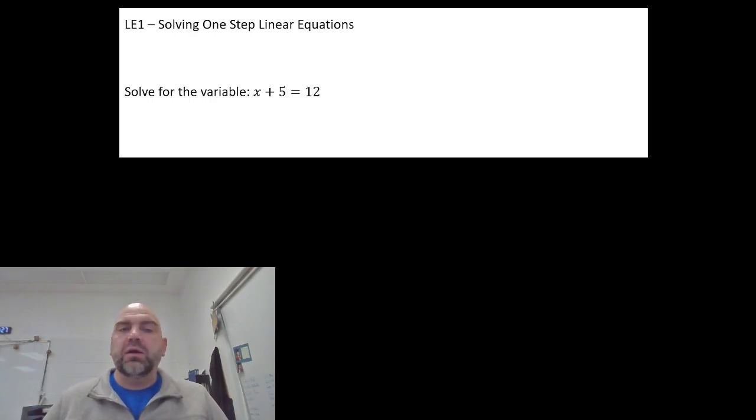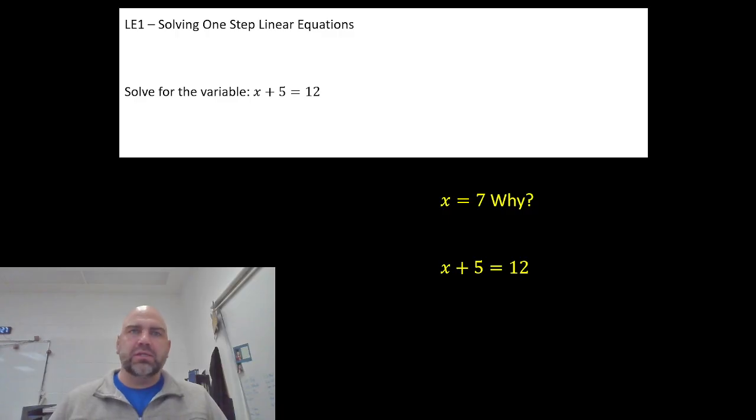So this first one here, we're going to look at x plus 5 is equal to 12. Now, most of us could probably look at this and say that x has to be 7. Why? Well, this is where we're going to see why it works mathematically. When we're looking at a linear equation, it's an equation where we have two sides and there's an equal sign in between. You'll see that equal sign there between the 5 and the 12.